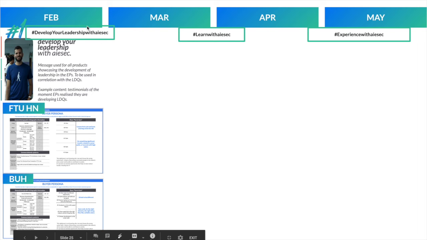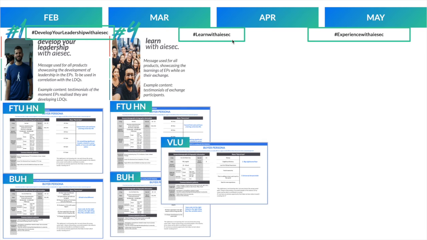So that's why I use "Develop your leadership with AIESEC." Secondly, I put "Learn with AIESEC." The reason I put "Learn with AIESEC" is because this campaign message can target all three personas that I have, and in March and April we usually have the most openings that are ready for people to apply. So that is the reason I use "Learn with AIESEC" in the second campaign message.